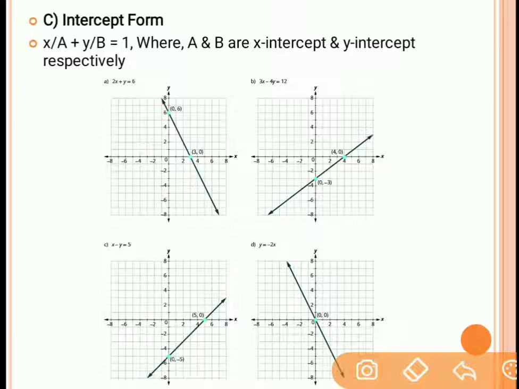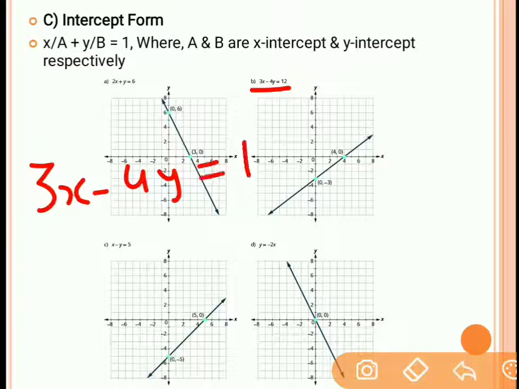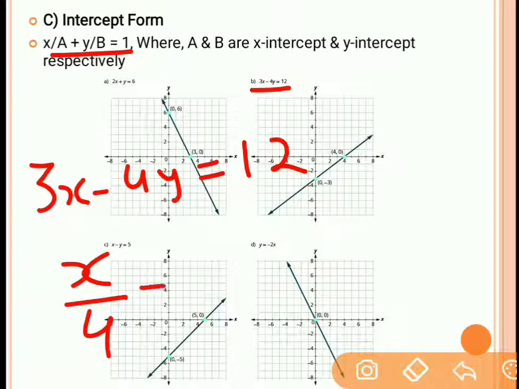Understood? Consider the next example: 3x - 4y = 12. Now to get this general form of equation into the intercept form, we can divide by 12. If we divide this equation by 12, you will get x/4, because 3/12 is 1/4, minus y/3, equal to 1.